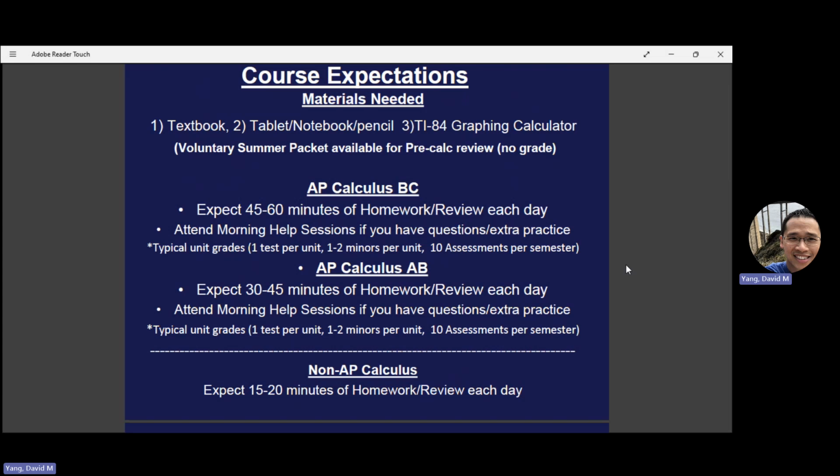But for AB, we don't move as fast and we don't have to cover as much content. So 30 to 45 minutes is the average recommendation per day for homework and review. And just for comparison purposes, non-AP calculus would see about 15 to 20 minutes of homework and review each day.